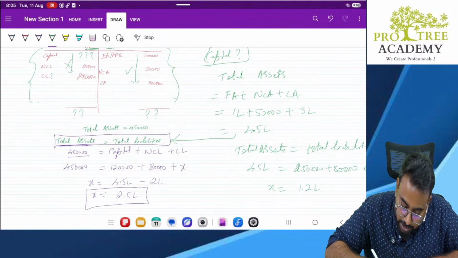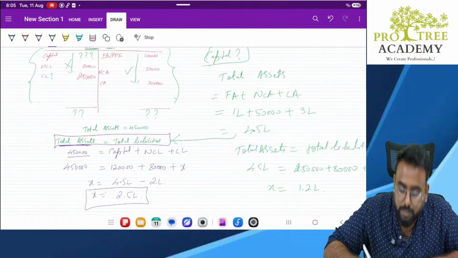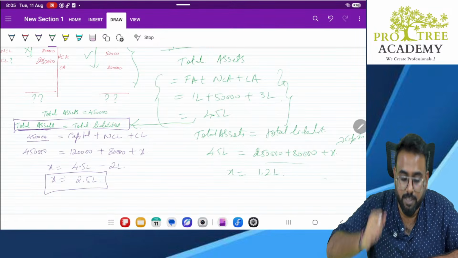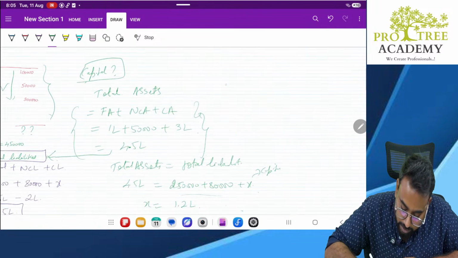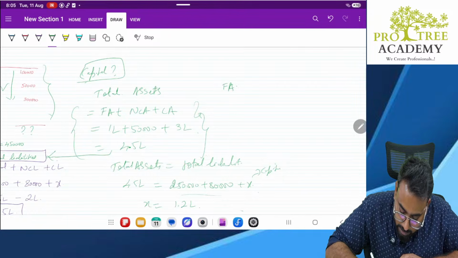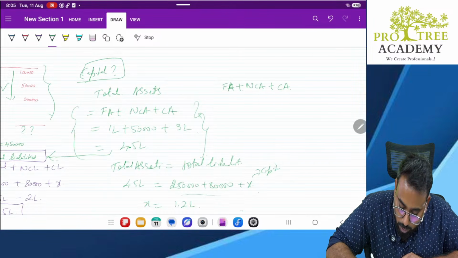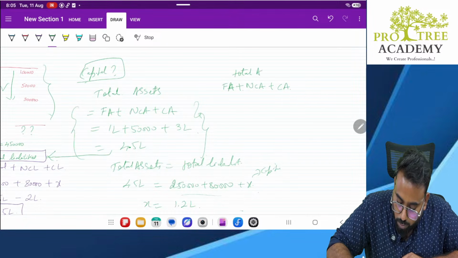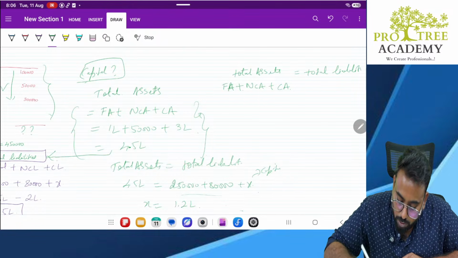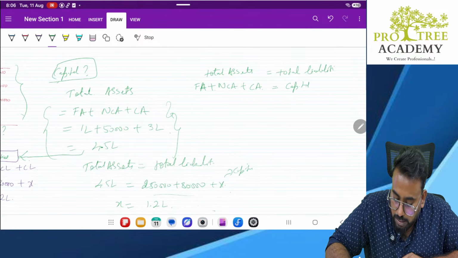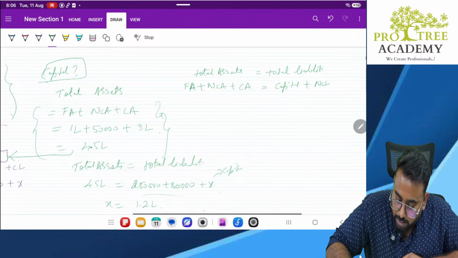In other words, see, instead of first finding out the total assets, then calculating this, can I shortcut this? How do you shortcut that, sir? I will shortcut it. See here. Fixed assets plus non-current assets plus current assets, total assets is equal to total liabilities. This is the definition. This is the formula. Total assets is equal to total liability. Now, can I write total liability? What will come? Sir, capital plus non-current liability plus current liability.